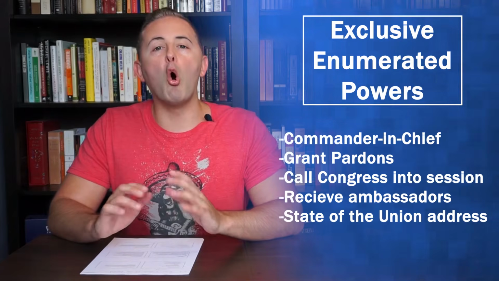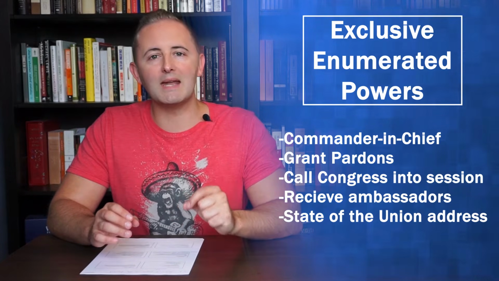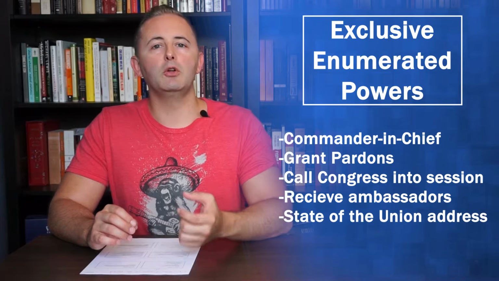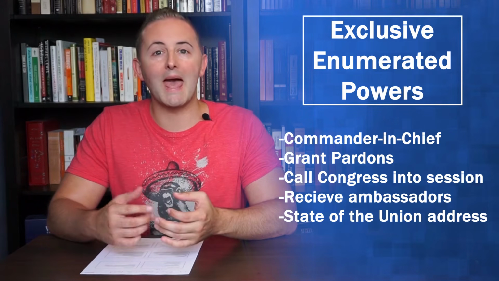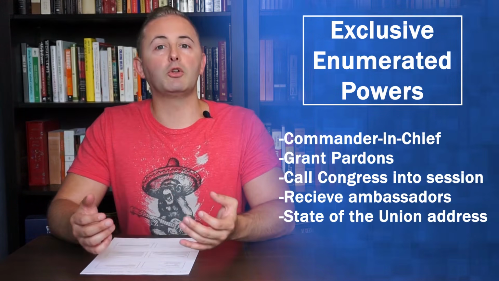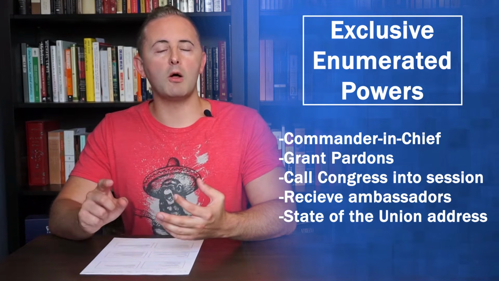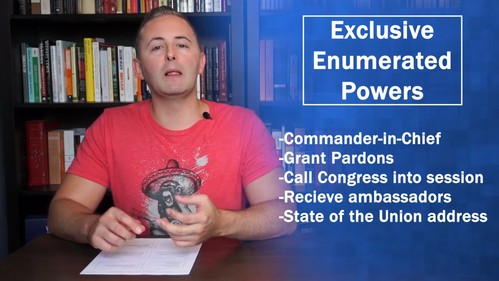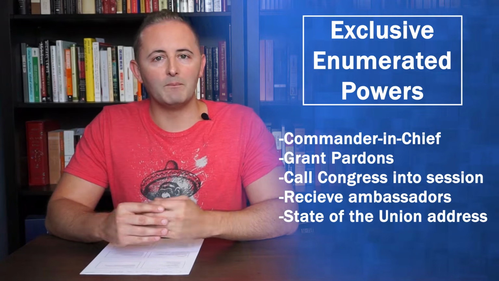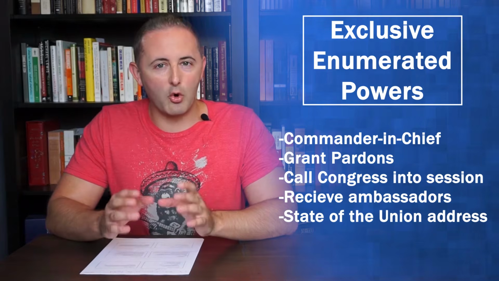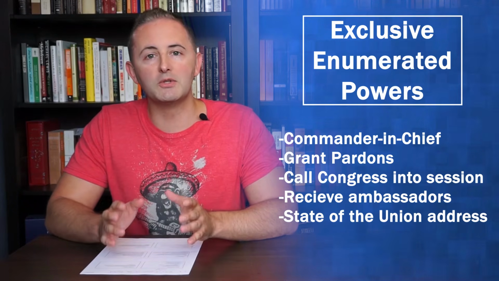The first type of power the president has are exclusive powers. These are powers that belong only to the president. They are directly stated in the Constitution. These include his commander-in-chief power, meaning that he is head of the armed forces, the power to grant pardons, the power to receive ambassadors, he can call Congress into session, and he can deliver the State of the Union address. Surprisingly, that's it, according to the Constitution, as far as his exclusive powers. Everything else is either shared or an informal or implied power.